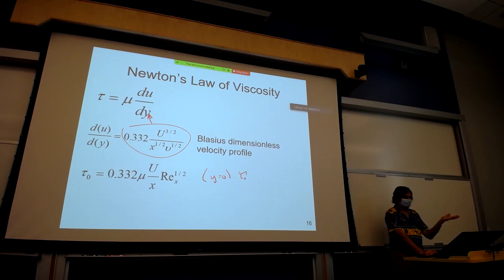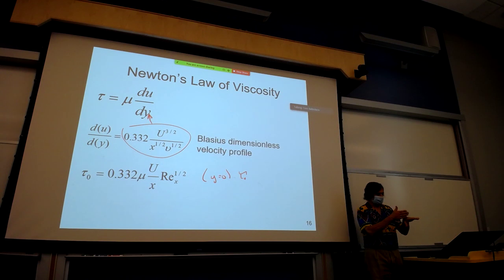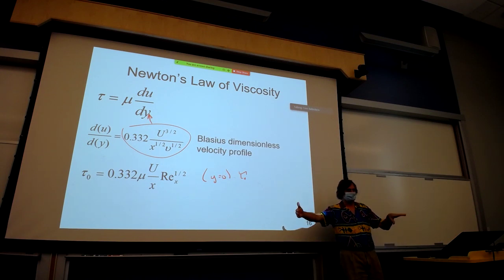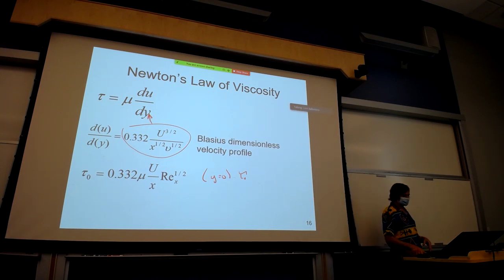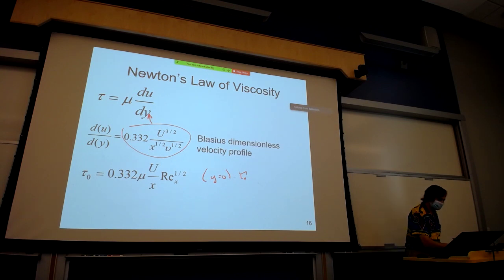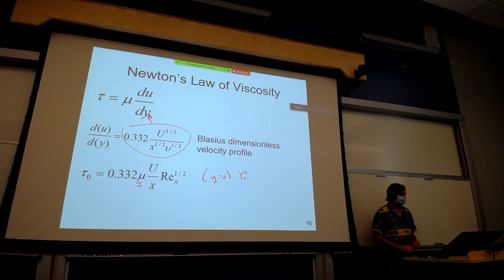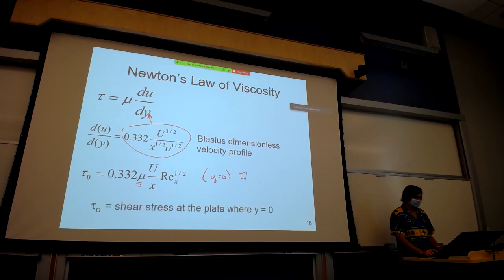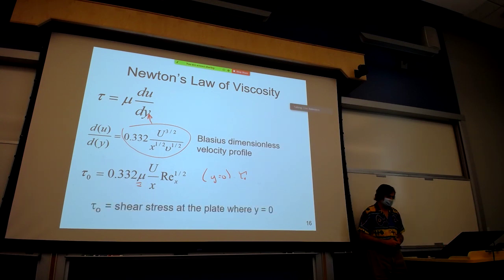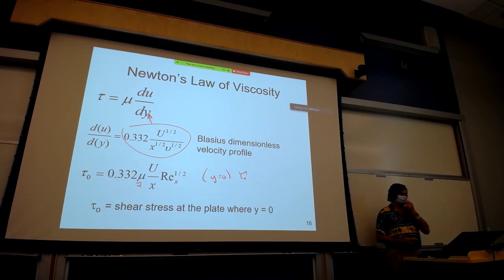So this would be an equation describing the shear stress along that plate at any distance x due to a free stream velocity capital U and a fluid with viscosity that is varied not only in the Reynolds number, but also appears in this first term. Okay. So that's nice. And again, tau 0 is the shear stress at the plate, where y is equal to 0.